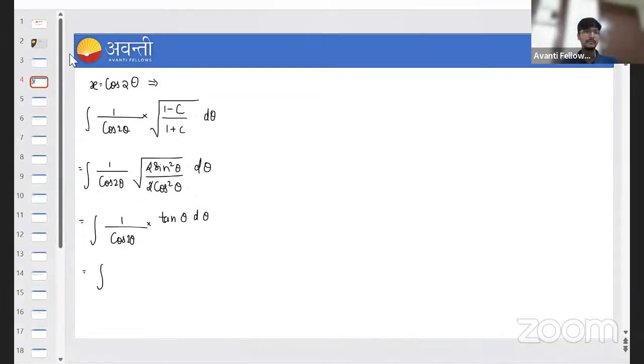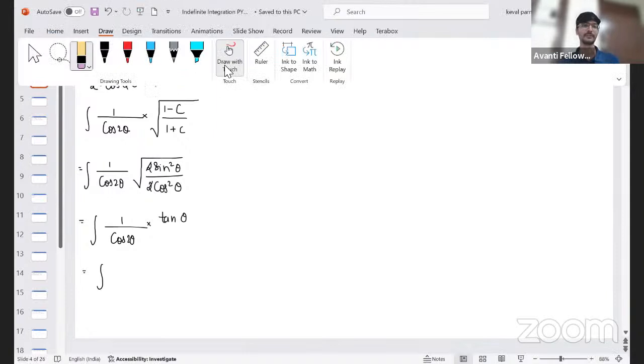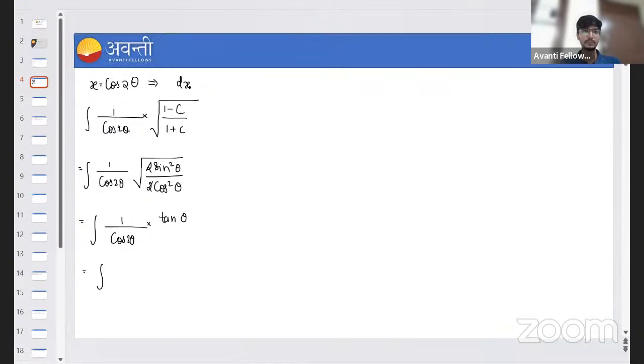Here, what can I write in place of d theta? We forgot this, right? No issues. So dx will be equal to the derivative of cos 2 theta, which is minus 2 sine 2 theta d theta. Correct?